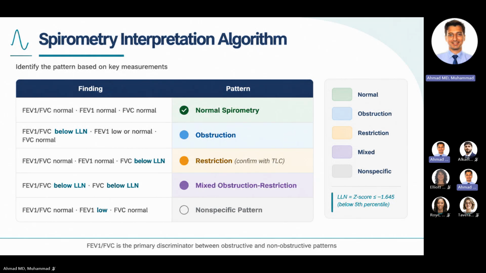Remember, if the FVC is ever low, you need to confirm this with a total lung capacity and measure lung volumes. And the last example is where the FEV1/FVC is normal, the FEV1 is low, and the FVC is normal. This is a non-specific pattern and it's probably related to obstruction, but needs to be monitored with time.